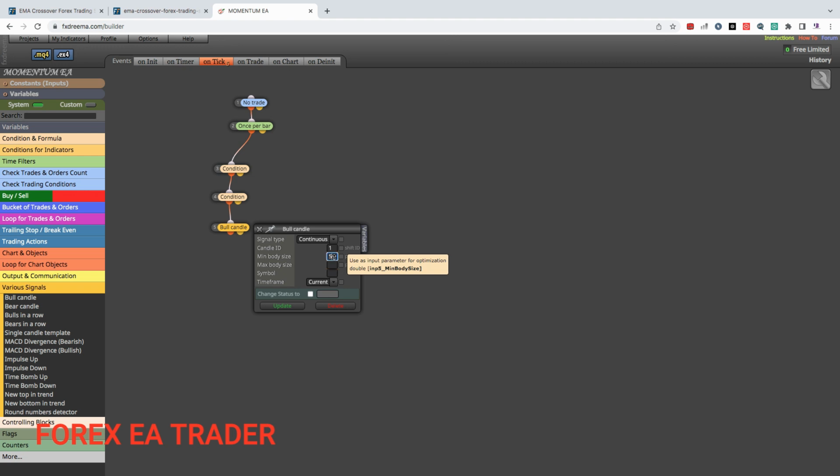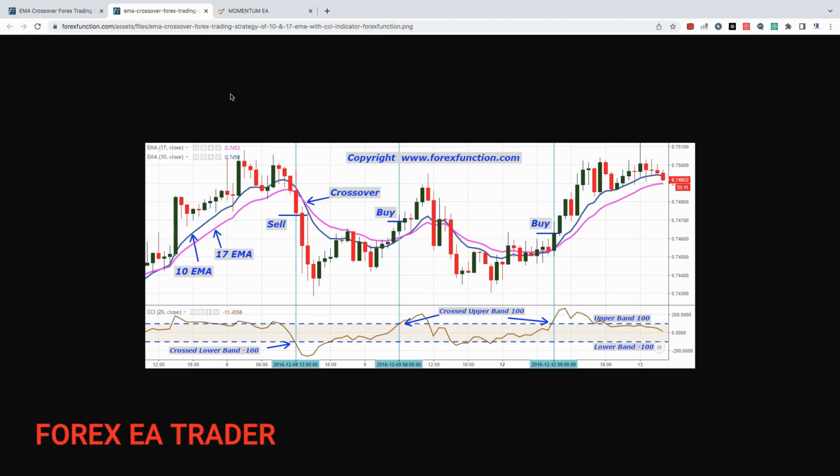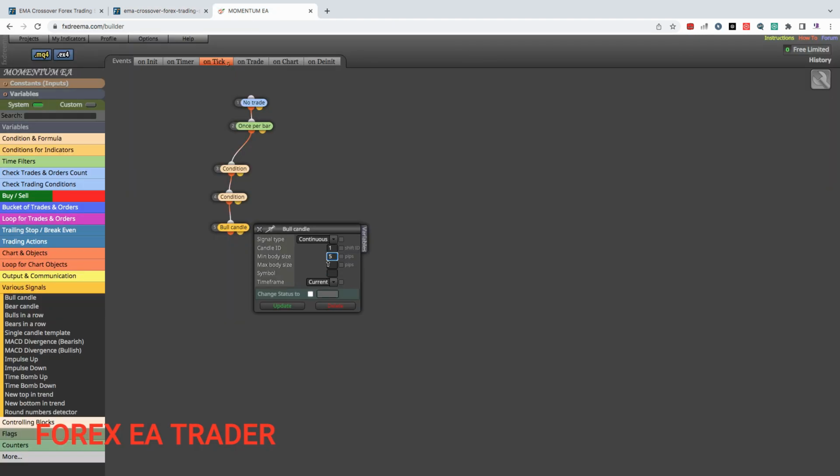Is it minimum 10 pips? You decide on what you think is a big bullish candle. Maybe just keep it at minimum. The candle size minimum needs to be 5 pips. This candle minimum needs to be 5 pips. Then you can tick that so that you always can alter some of these things in MetaTrader 4. Then we update.